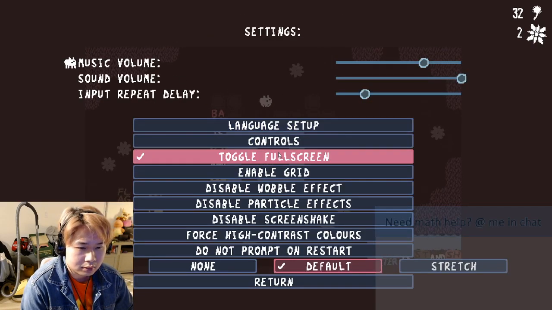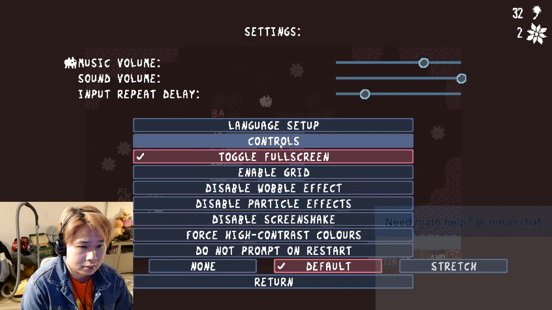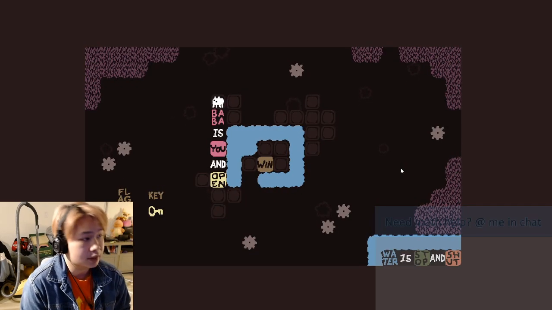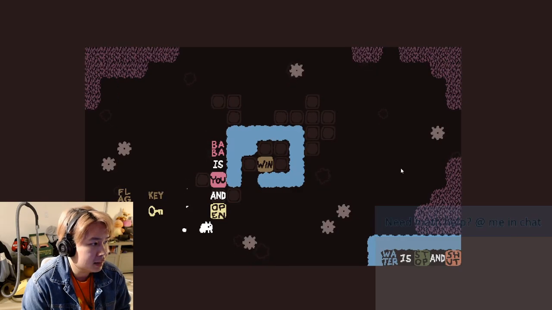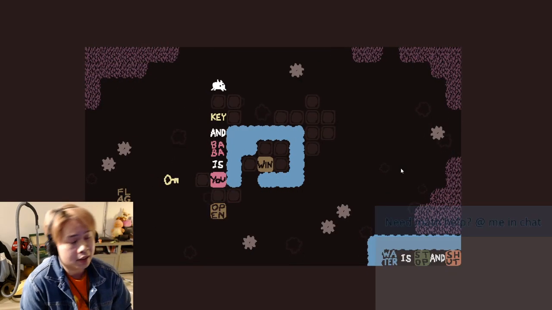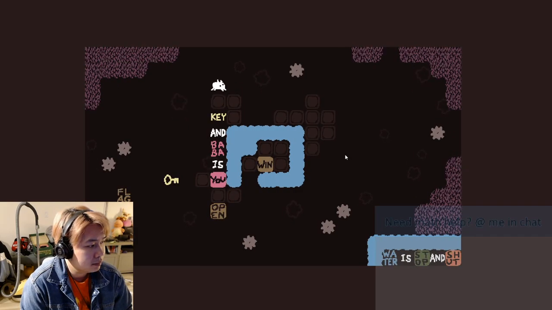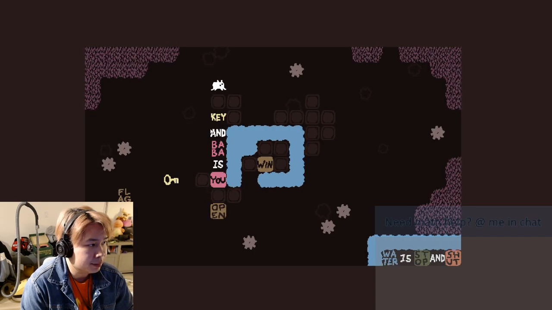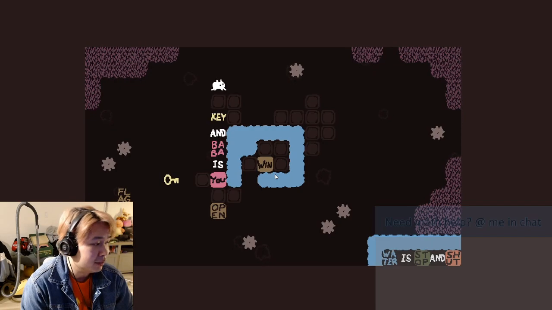Settings, hold on. Oh weird, there's no window mode. So I don't know, I've been stuck on this one for a little bit. What I can do is I can build the sentence, key and Baba is you. So that means that now I control both the key and Baba. But I don't see what's the point in this. Is there a way to somehow set up a sentence so that I can push it and then it changes to open? I have no idea.